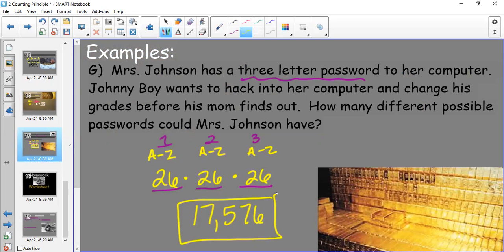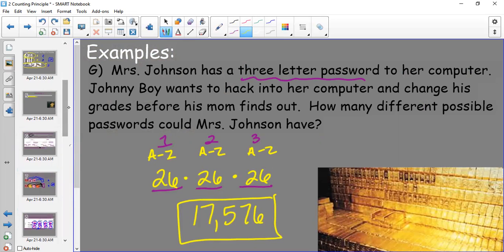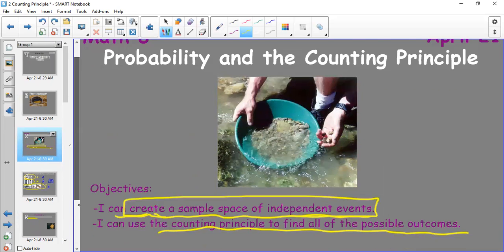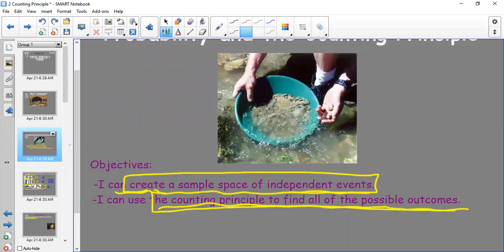All right, that is it for our lesson on the counting principle. If you remember, we have officially covered 2 different standards. We have created sample spaces, we created tables, and we created tree diagrams, and we also used the shortcut, the counting principle, to find the different number of outcomes.